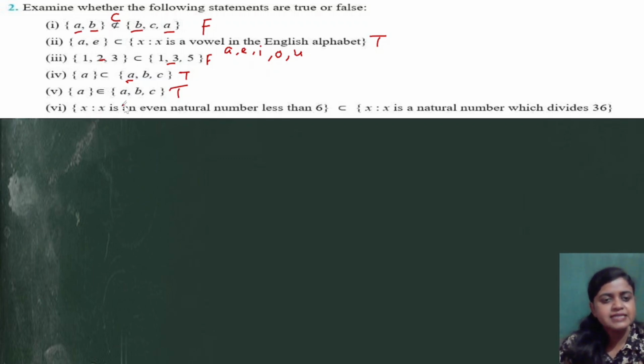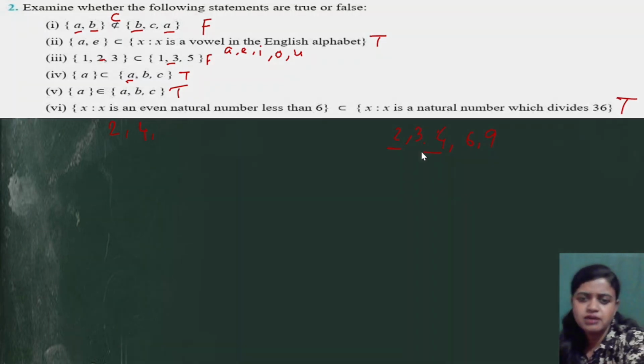X is an even natural number less than 6, and Y is a natural number which divides 36. So even natural numbers less than 6 are 2, 4. And the natural numbers which divide 36 are 2, 3, 4, 6, 9. So 2 and 4 exist in this case. That's why this is a true statement. 2 and 4 exist in this superset. That's why it is a true statement.